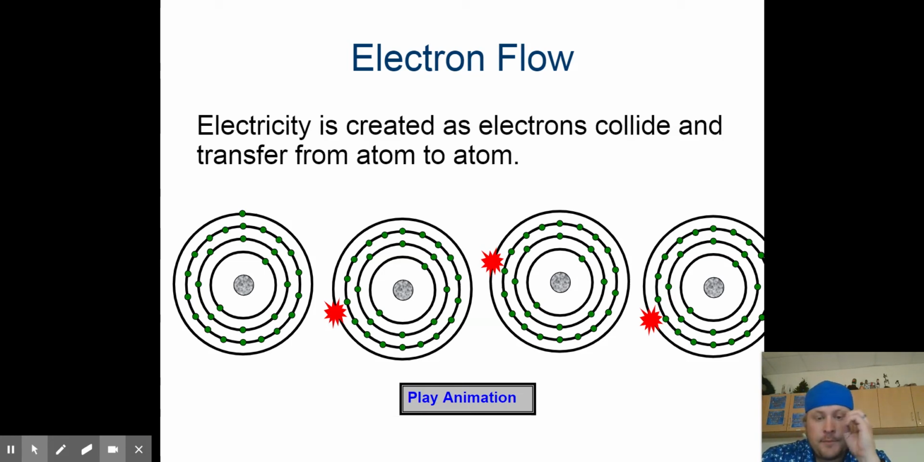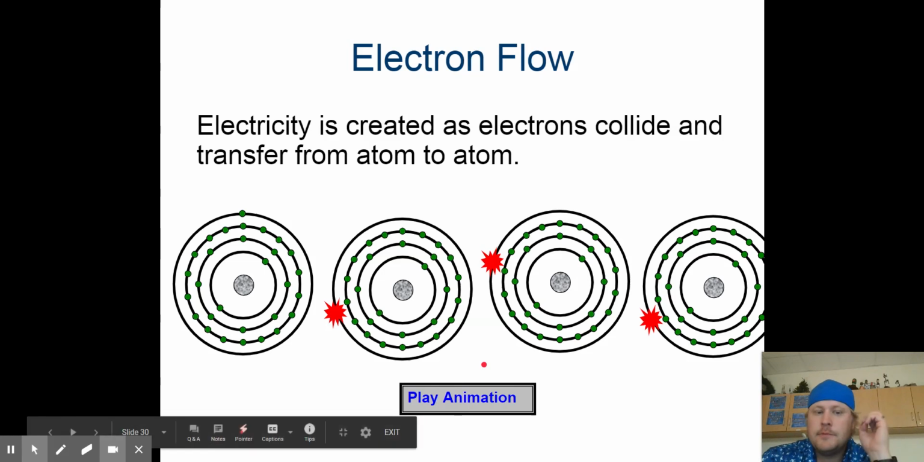That's important because it tells us whether an element is a conductor, semiconductor, or an insulator. And we're going to learn about those maybe being called metal, non-metal, or metalloid here coming up in our next lesson.